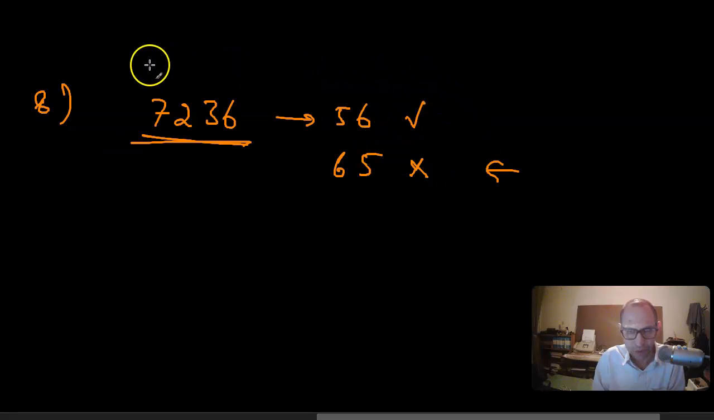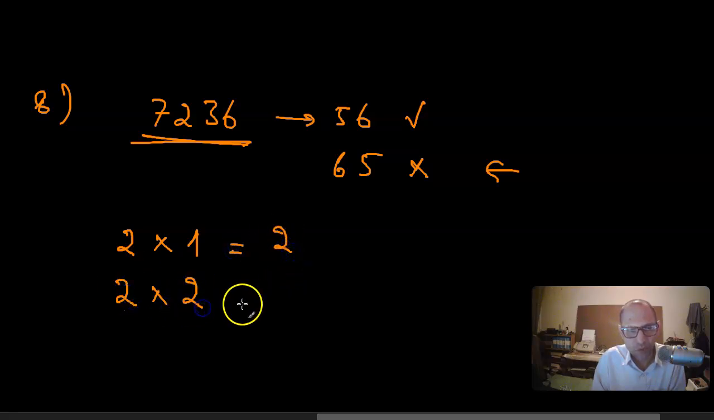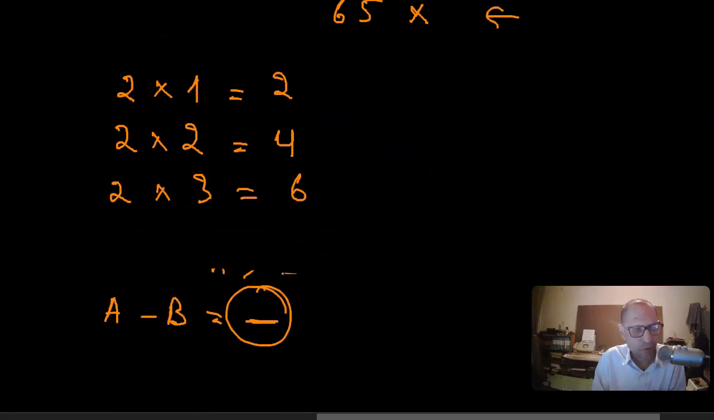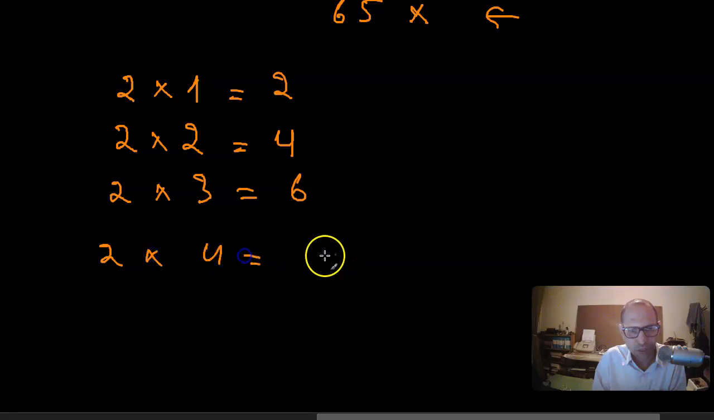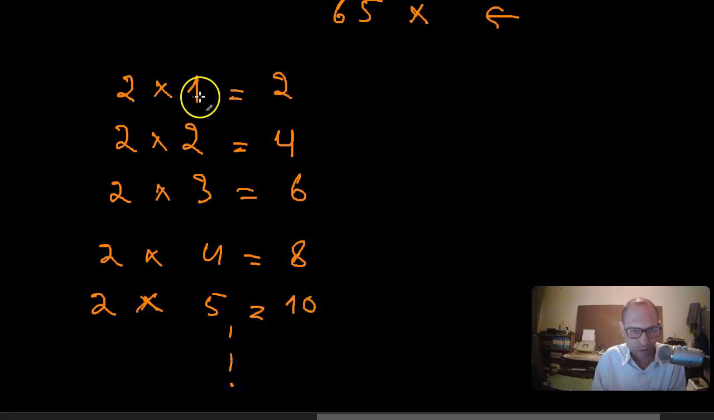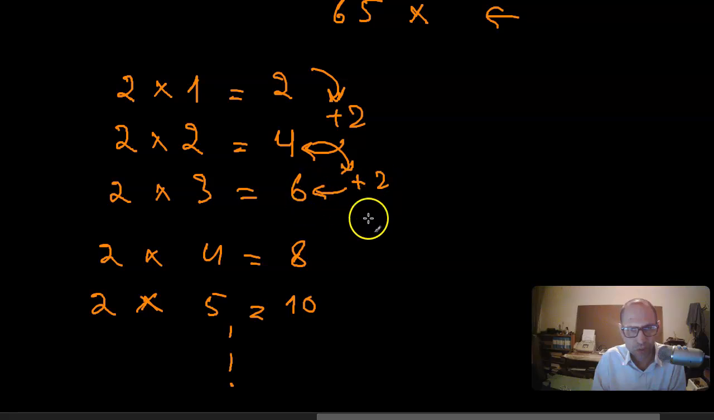And this we could also argue that for example, let's say I have a 2, right? And if I multiply it by 1, I'll get a 2. If I multiply 2 by a 2, I'll get a 4. If I multiply the 2 by a 3, I'll get a 6. If I multiply the 2 by a 4, I'll get an 8. If I multiply 2 by 5, I'll get a 10, and so on and so forth. So you see the difference between these numbers is just 2 plus 2 is a 4, 4 plus 2 is a 6, 6 plus 2 is an 8, 8 plus 2 is a 10.